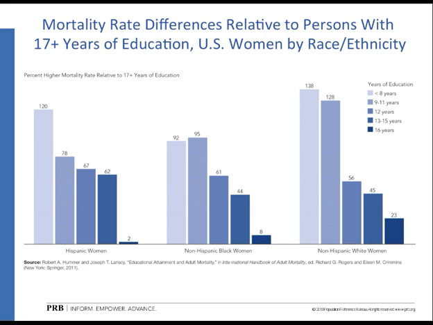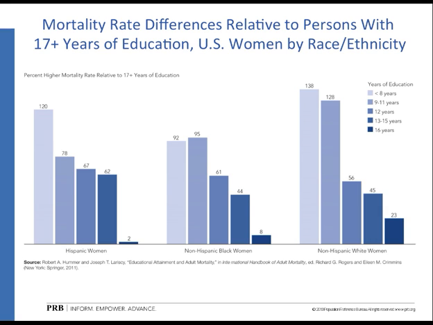There are also some interesting race-ethnic patterns to consider in the education mortality relationship. This graph, looking at U.S. women of all adult ages together, shows the percentage by which mortality rates are higher among less educated groups, again in comparison to those with 17 or more years of schooling, separately so for Hispanics, non-Hispanic blacks, and non-Hispanic whites. For example, in the middle part of the graph, among non-Hispanic black women, the mortality rate is 95% higher among those with 9 to 11 years of schooling compared to those with 17 or more years of schooling.